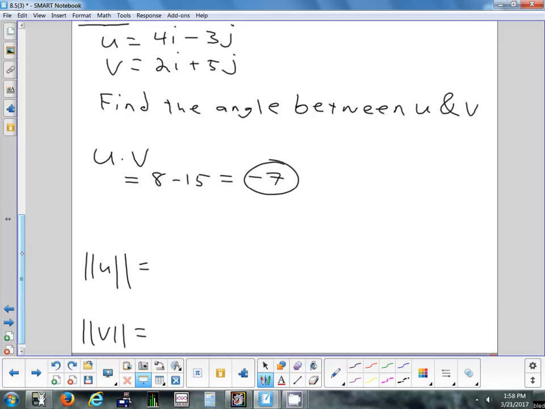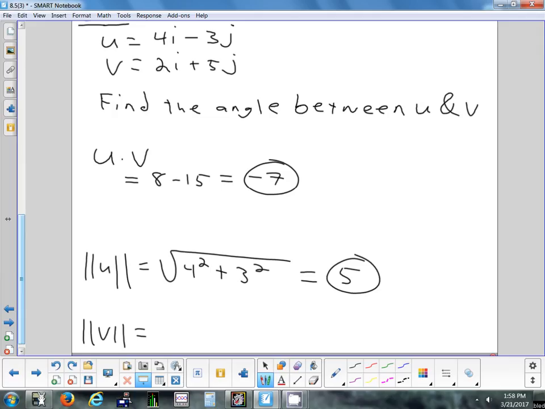Let's start with the length of u. Ian, can you tell me the calculation to find the length of u? Square root of 4 squared plus 3 squared. Can you just say it one more time? 4 squared plus 3 squared. Yep, perfect. And this is one I hope you recognize. It's going to come out nice. What's the length of u? Yep, 5.